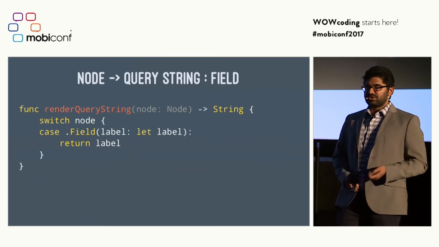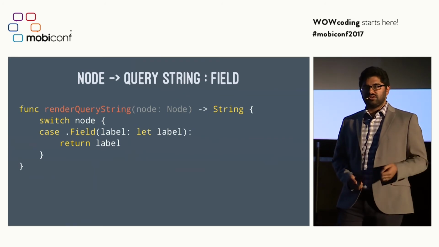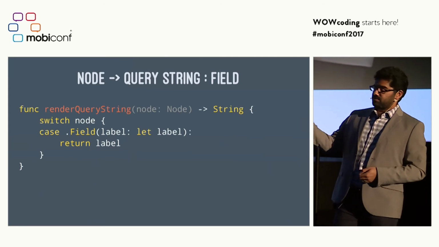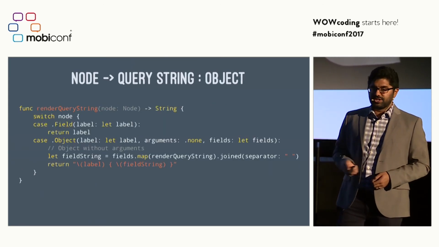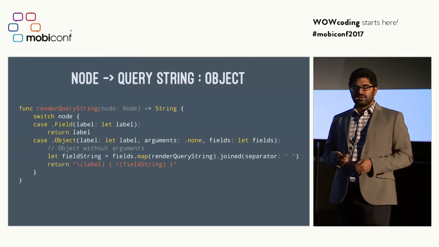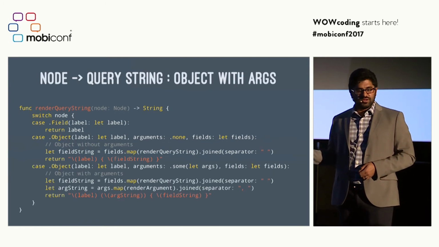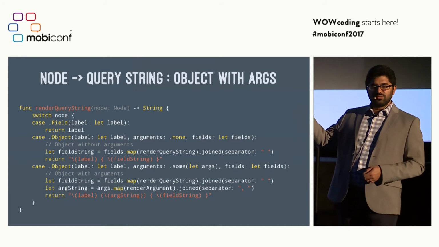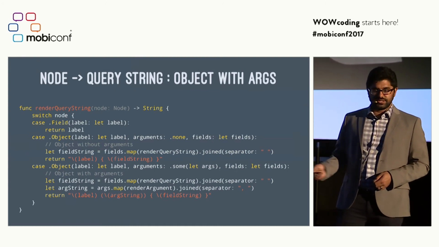Render query string is just going to take an instance of this Node enum, and for a field, it's just going to return the label. For an object, it's going to return the label and then curly braces with a list of fields inside of it. And for an object with arguments, it's going to have a label with the list of arguments and then the list of fields.